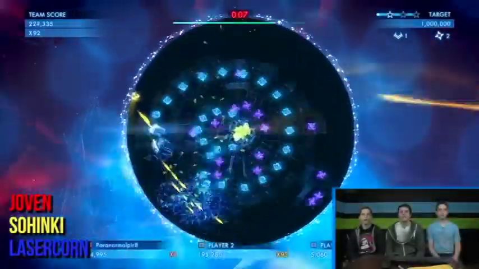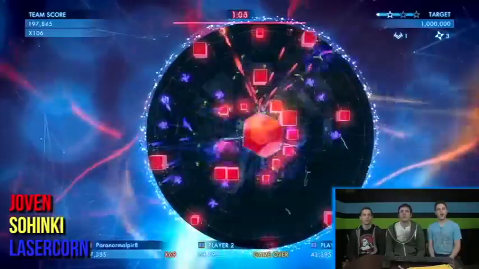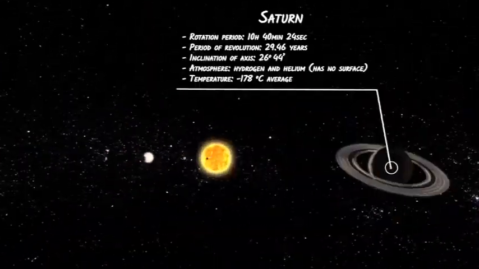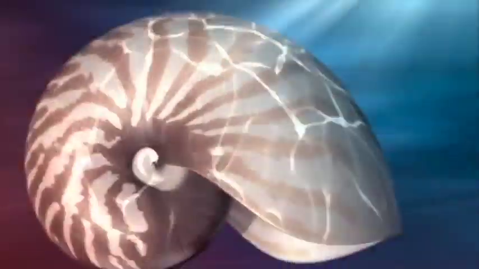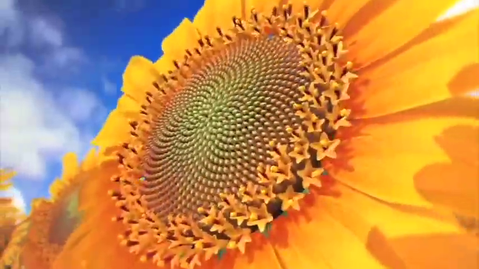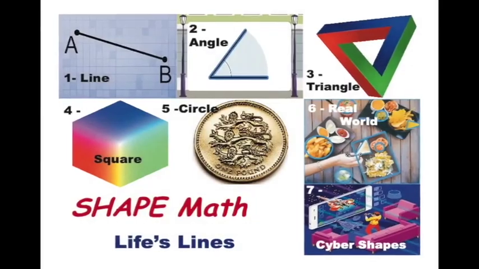There is shape math in cyber worlds. Math explains vast outer space and is important closer to home. I use shape math when I wonder at the awesome world like everyday objects all around me. Life is full of linking lines.